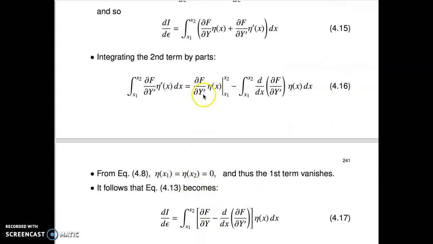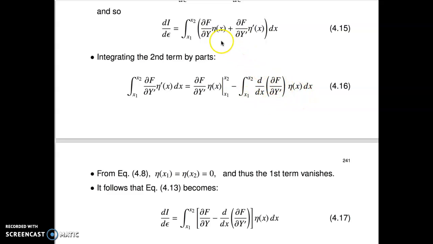It vanishes. It goes to zero because remember, eta was defined to be equal to zero at x1 and at x2. So this first term goes to zero. Okay, second term is still there. So the second term of equation 4.15 just gets replaced with the second term of equation 4.16.